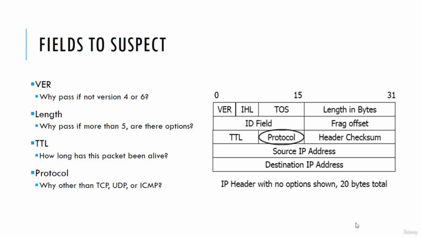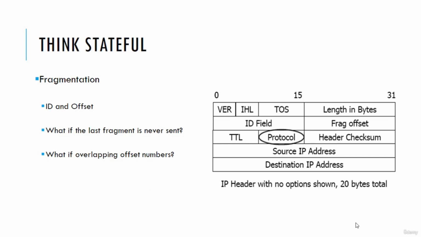Again, why would you have a packet that is not TCP or UDP or ICMP according to the protocol field in the IP header? Why would you have it on your network? If it is not 1 or 6 or 17, then discard this packet from the protocol field of it.